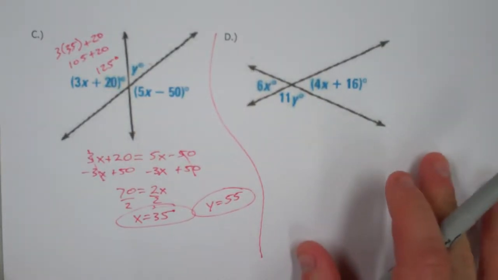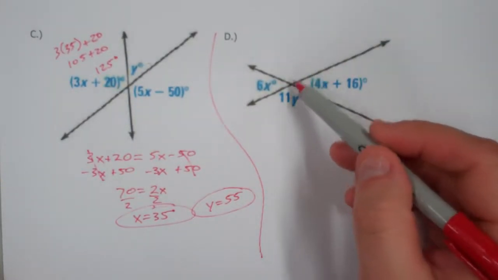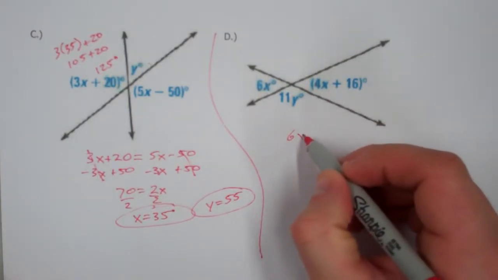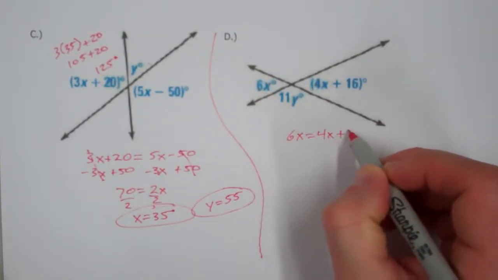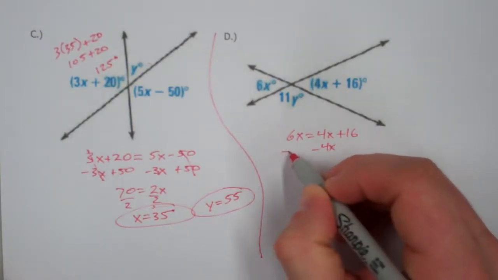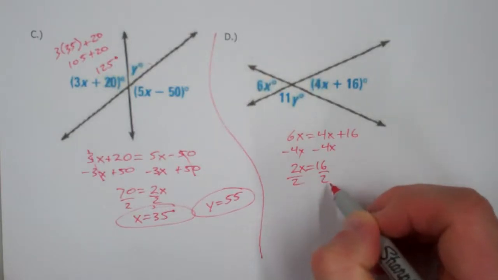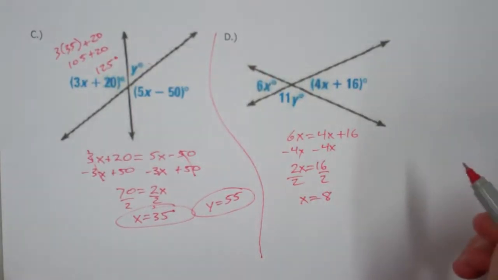The second one is similar. So we're going to look at what we know. Again, we don't know anything with the y. We don't have that vertical angle. We do here, though. So we know that 6x is equal to 4x plus 16. We'll subtract 4x from each side. 2x is equal to 16. Divide by 2, and x will be 8.